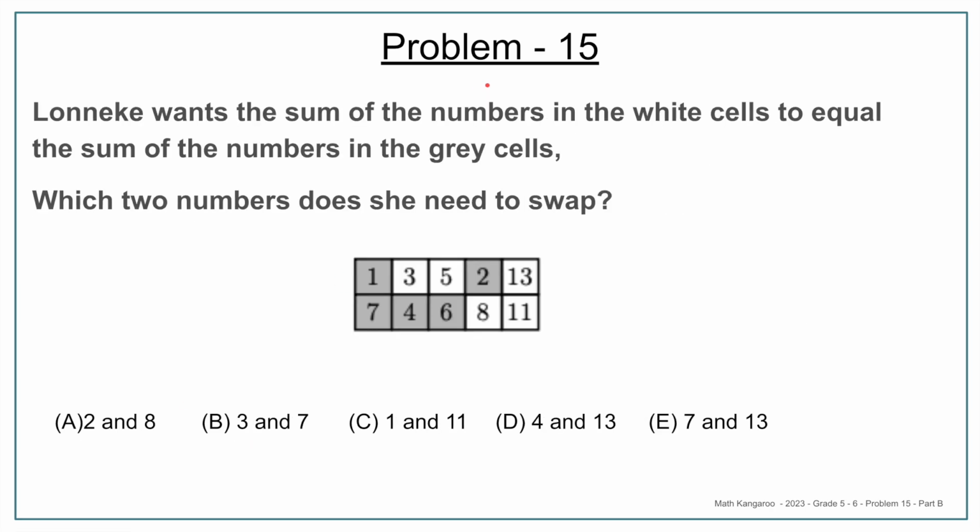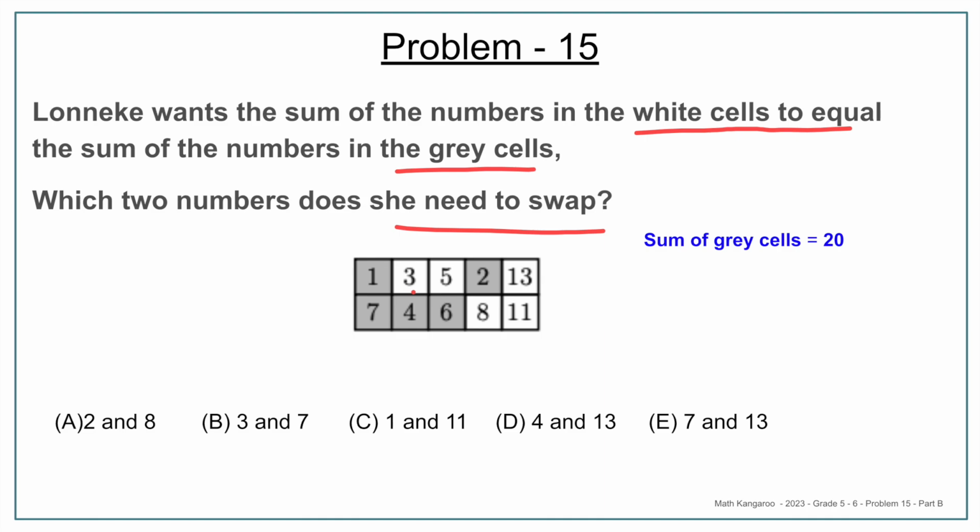Problem 15. Lonneke wants the sum of the numbers in the white cells to equal the sum of the numbers in the gray cells. Which two numbers does she need to swap? These are our options. So let's add the gray cells. So we have 1 plus 7, 8. 8 plus 4, 12. 12 plus 6, 18. 18 plus 2, 20. So the sum of the gray cells is 20.